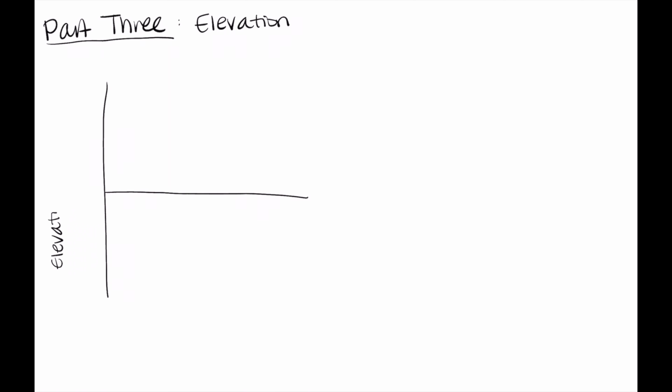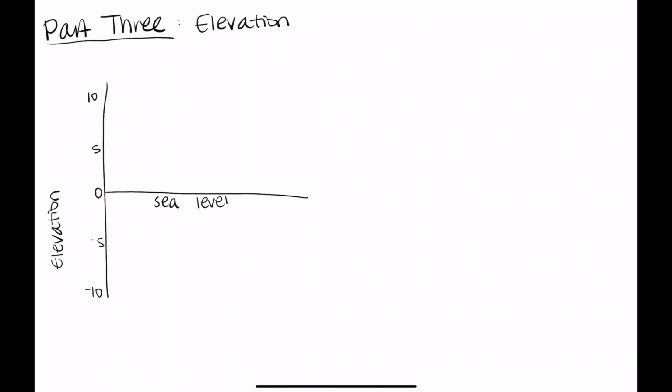So for part 3 now, we're going to get into our elevation type questions. And elevation is basically how you are located in comparison to sea level. So I'm going to draw a little diagram for us that will illustrate what elevation is. The little bar in the middle is 0, and that means sea level. And above would be positive elevation, and below would be negative elevation.